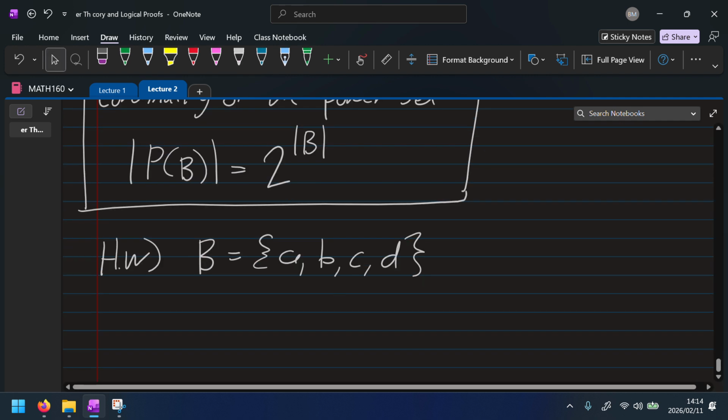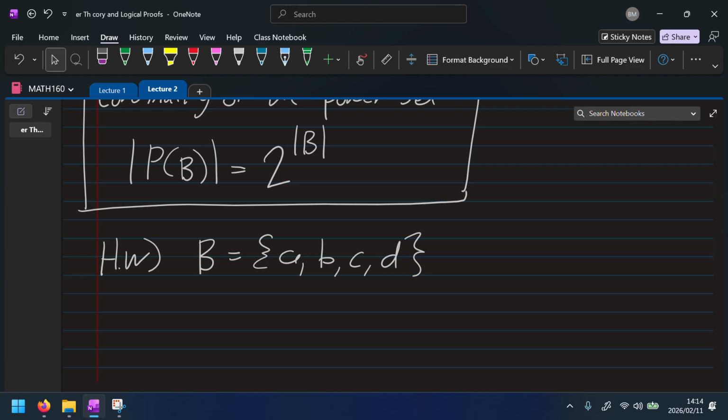I've given you the 0 element set and the 4 element set. There's going to be 4 one-element sets, A, B, C, D. Then you need to find all of the pairs and all the ones with 3. Okay, so that's for home.